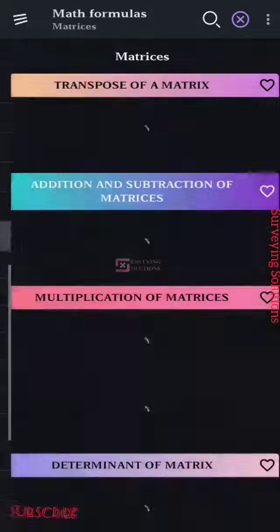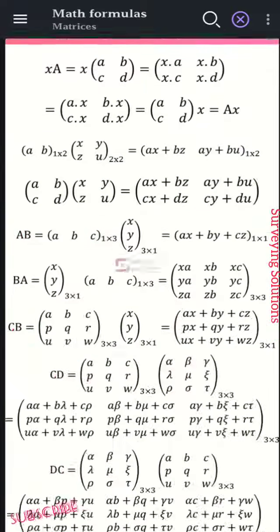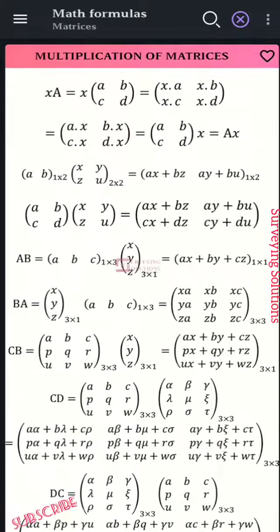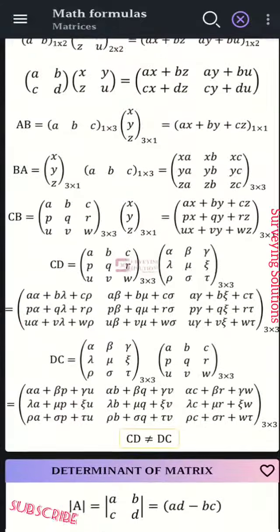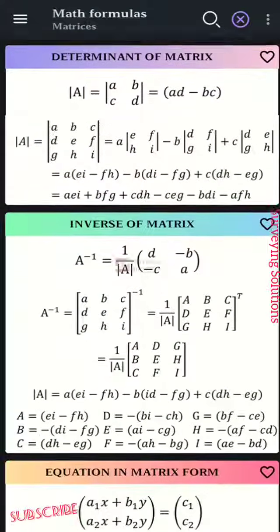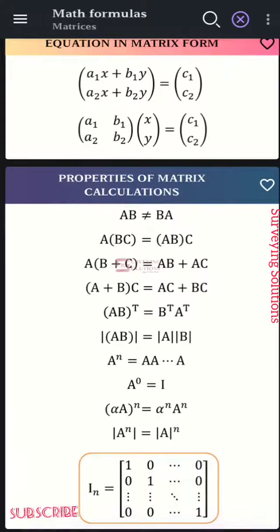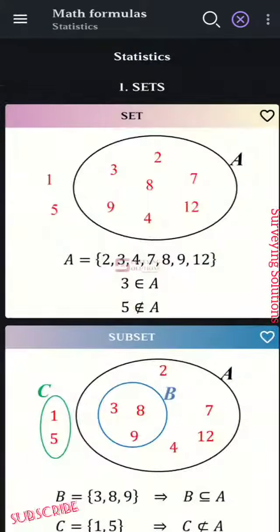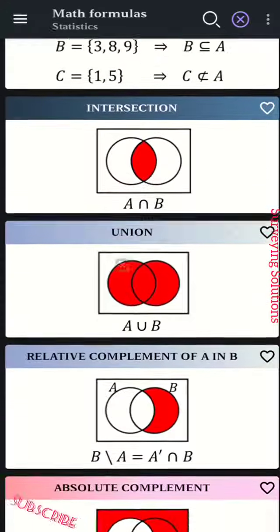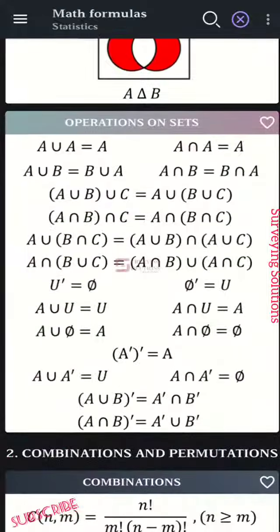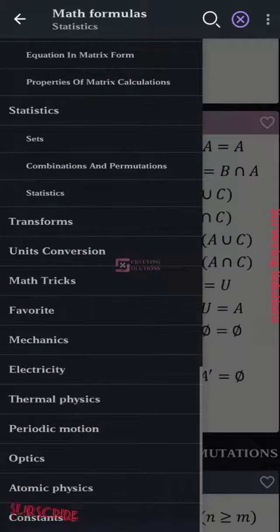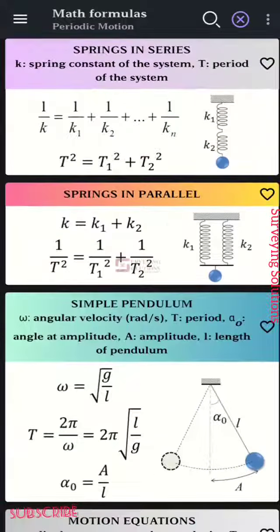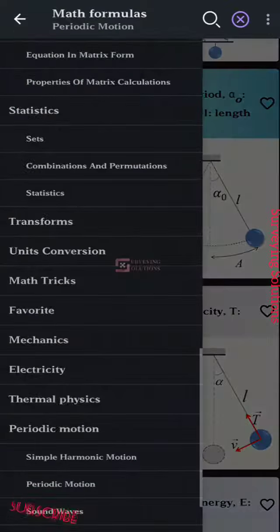Let's move to matrices. You can see different things you can do under matrices, right? So maybe if you have forgotten the notations, or maybe how those things can be done, by simply coming to this your calculator, you can get a hint and you can continue with whatever you are doing with your calculator. For statistics, you can see set, subset, intersect, and so many other stuff as we have shown you. You can even see periodic motion, right? Periodic motion, you see different other mathematic formulas.